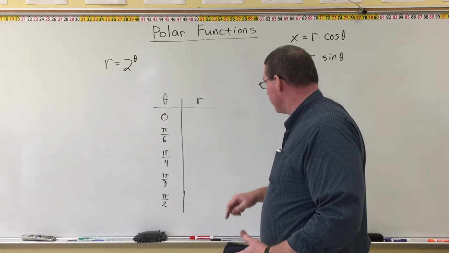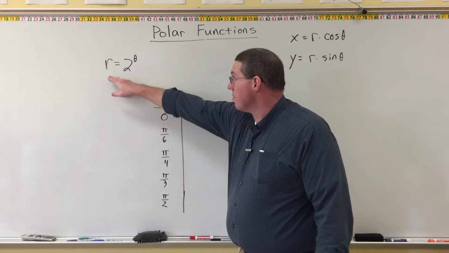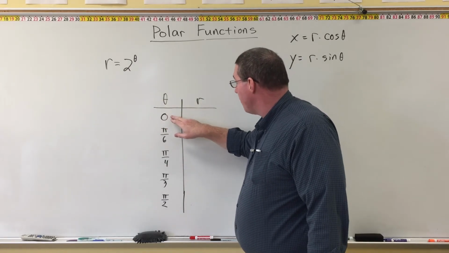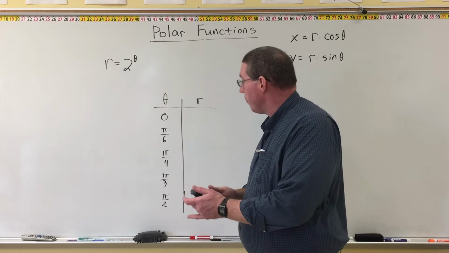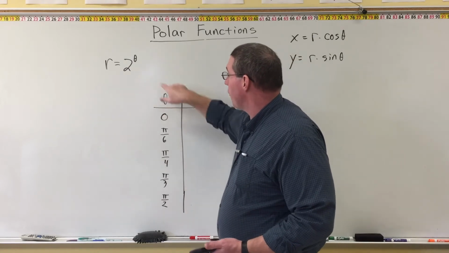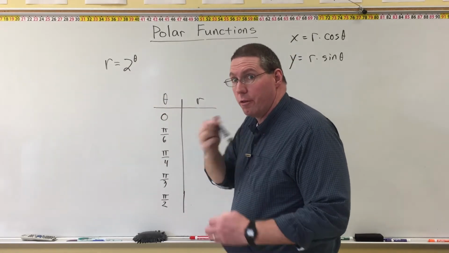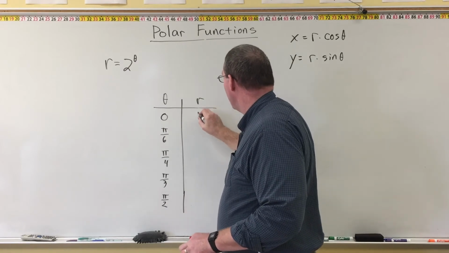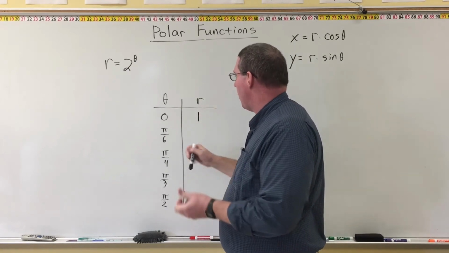So all we're going to do is identify the radius based on the 5 theta angle measures, 0 up to pi over 2. So we're going to plug in 0 for theta, 2 to the 0 power. We already know what 2 to the 0 power is. That's 1, right? Okay. Now let's do 2 to the power of pi over 6.